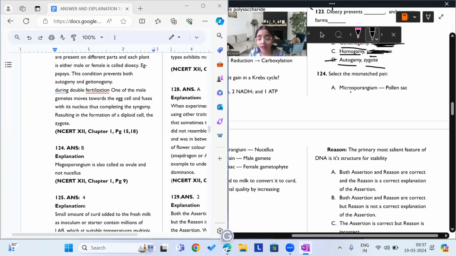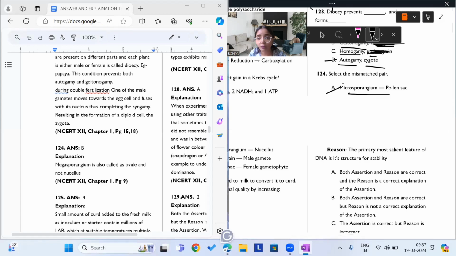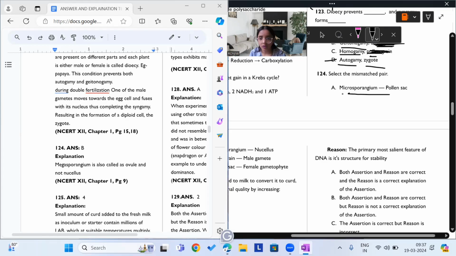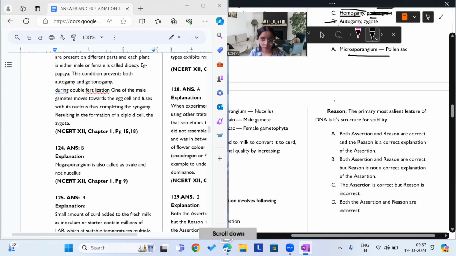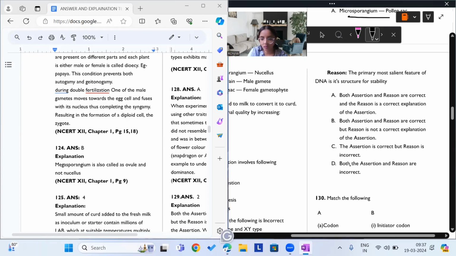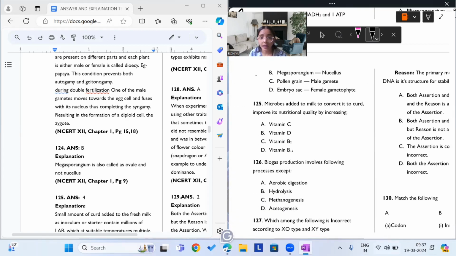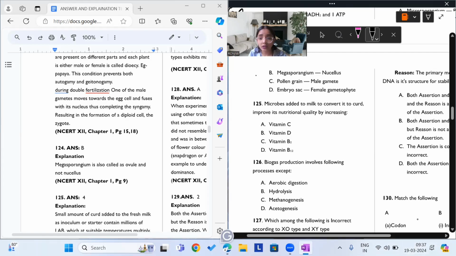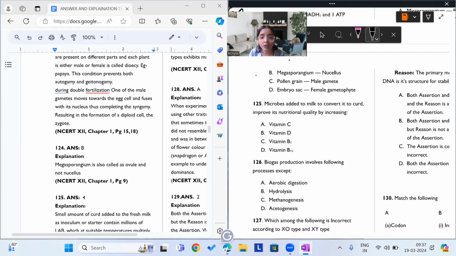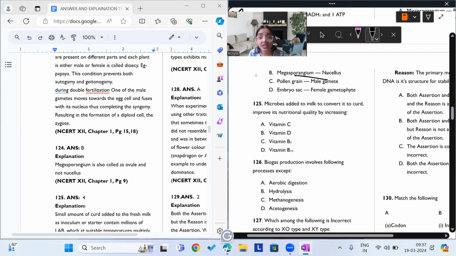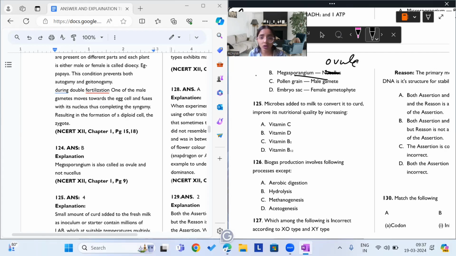Question 124 is saying select the mismatched pair. Yes, microsporangium is pollen sac. Yes, this is a correct statement. Megasporangium is known as nucellus. No, it's wrong. Megasporangium is known as ovule and not nucellus. Nucellus is a layer present inside the ovule, but not the ovule itself.